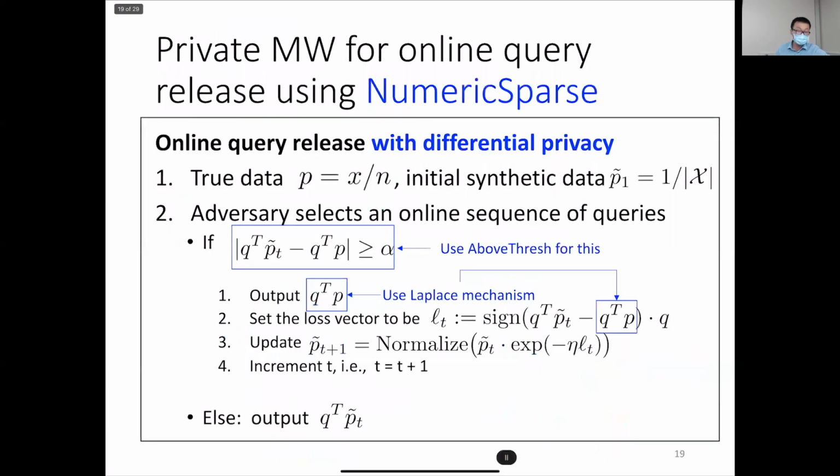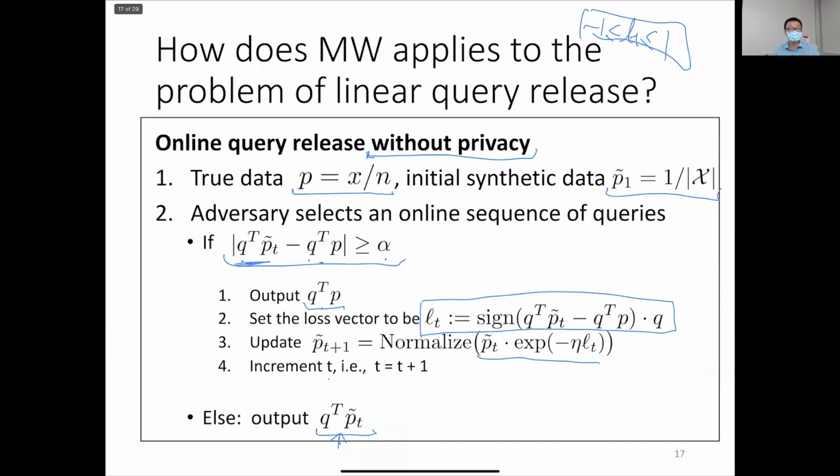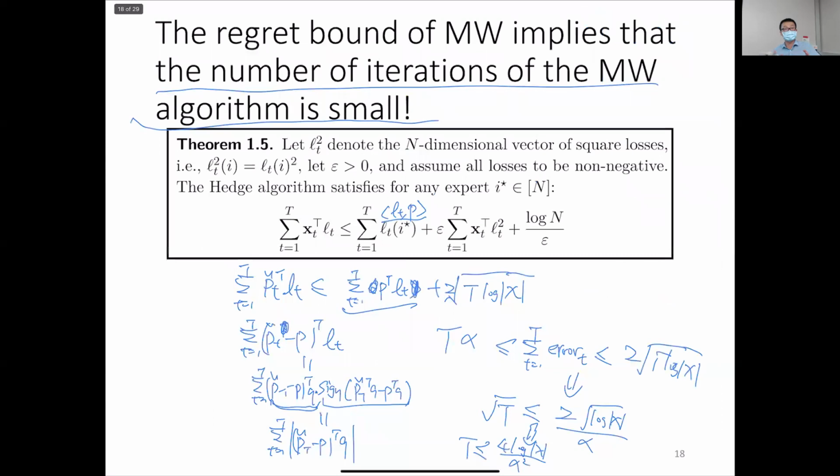Now we'll take a break for 5 minutes, and then we'll resume at 2:07, and then we'll talk about how we can revise this algorithm into the differentially private version of this algorithm, and then use the same argument to show that this actually works.